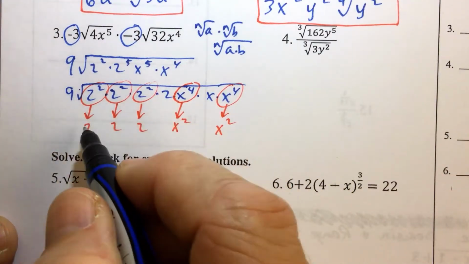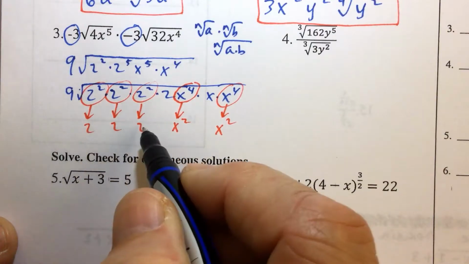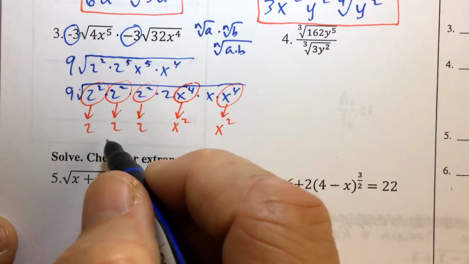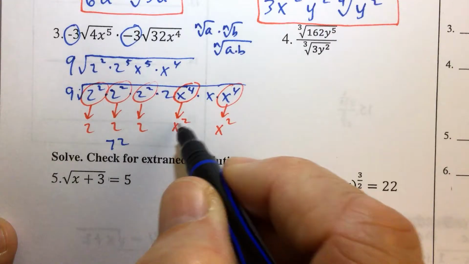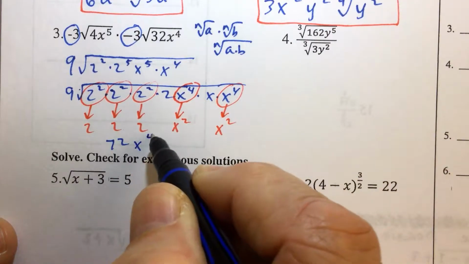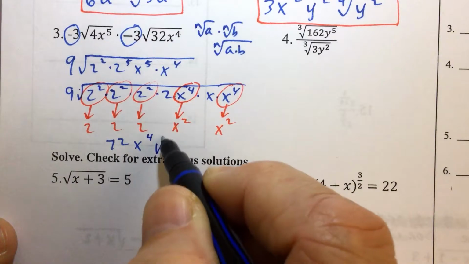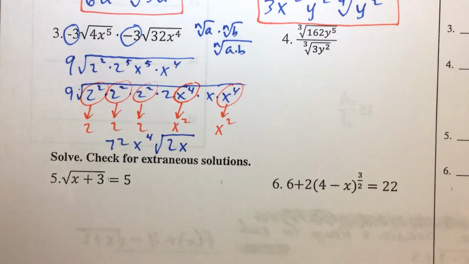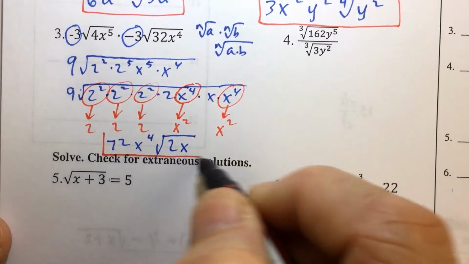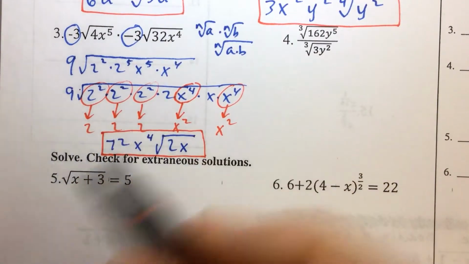So we have 9 times 2 times 2 times 2. So 2 times 2 times 2 is 8. 8 times 9 is 72. So we have a 72 on the outside. X squared times x squared is x to the 4th. And then what we have left again under the radical is 2x. And that's it for number 3. It's as simplified as we can get that.